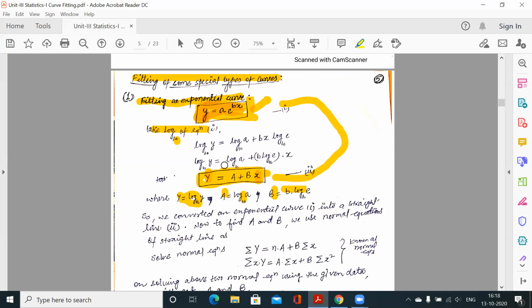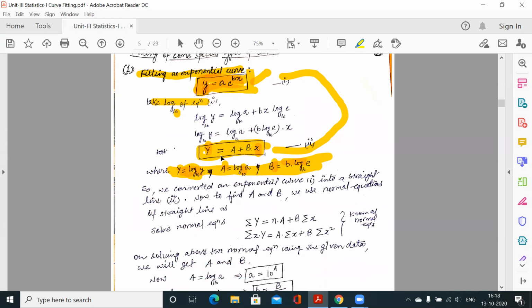Clear? So what is our objective? Our objective was to fit this exponential curve to the given data, but we know the process for a straight line or parabola. So we have converted this into a straight line using these three substitutions. So what we have to do now is solve this. We have to find capital A and capital B. How to do that? Simply, this is a straight line, and you know how to fit a straight line.